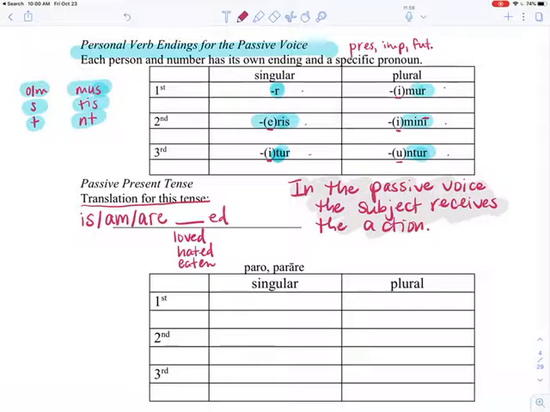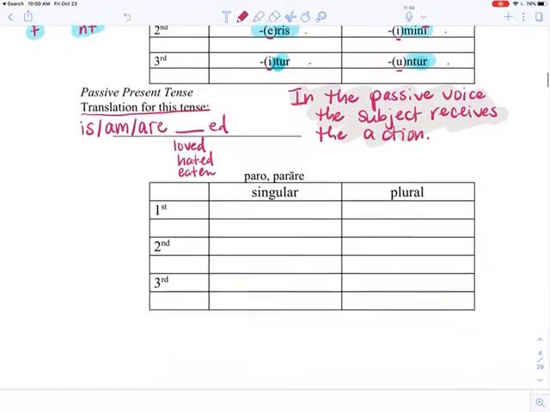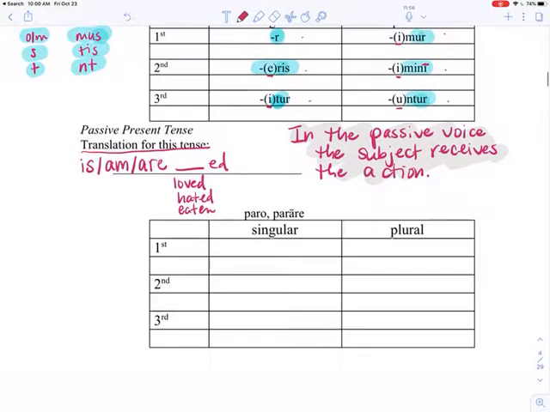So let's get into our forms. Okay. So I'm going to try to leave it like that. So for our present passive first singular, we're going to take that first principal part. Okay. And I'm going to drop the O. No, I'm not. I'm not going to drop the O. That was a dumb thing to say.